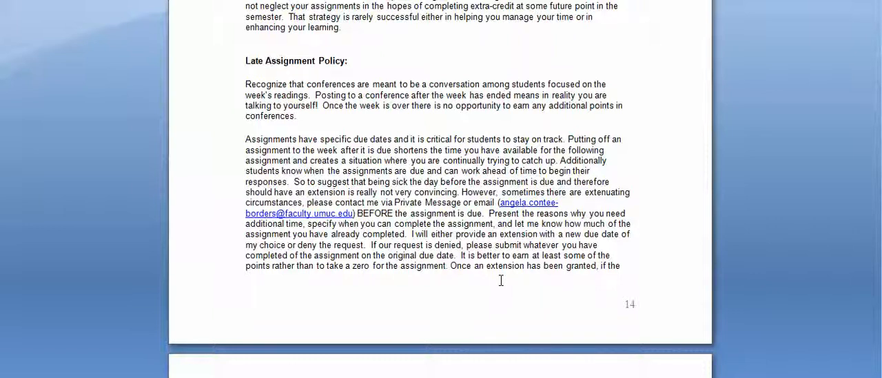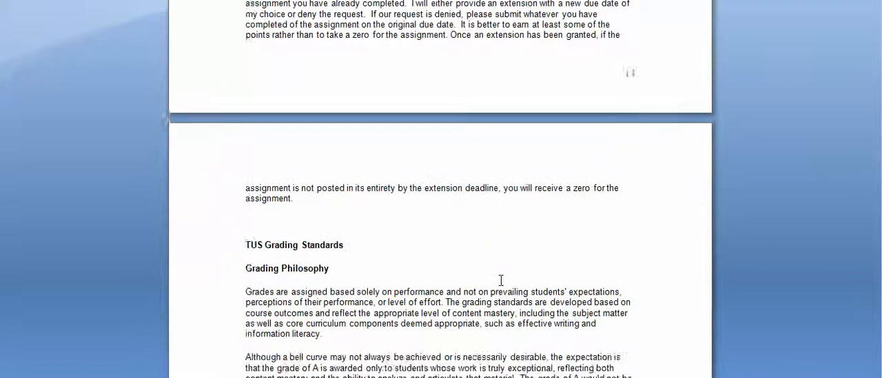It is extremely difficult, if not impossible, to recover from a zero on an assignment. And I stress that now because I have had students in the past who will say, well, I'm just not going to do that assignment. And if you do not do that assignment, you lose out on the points. You're losing out on the total points.